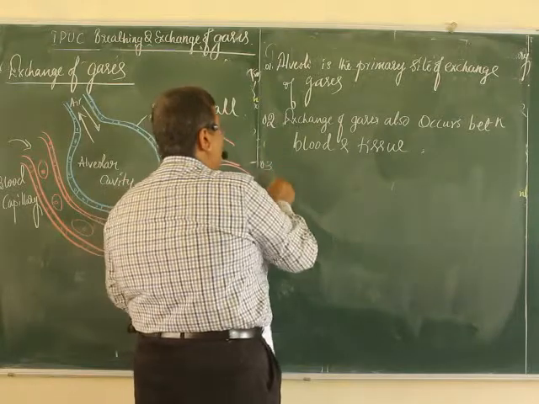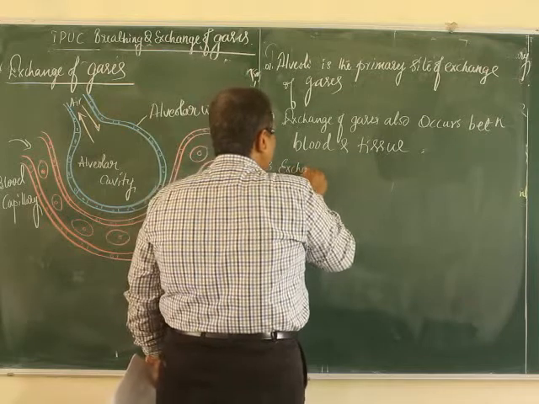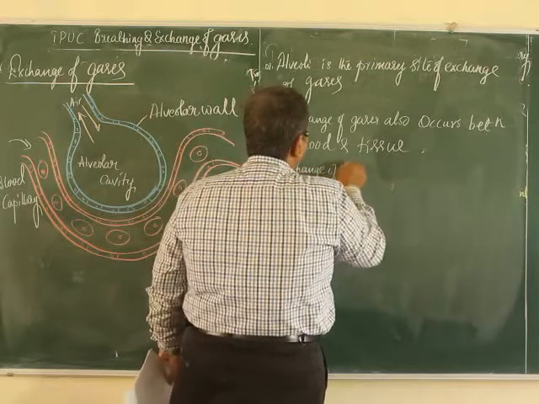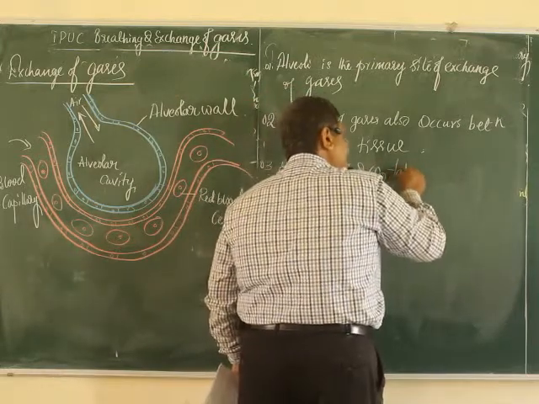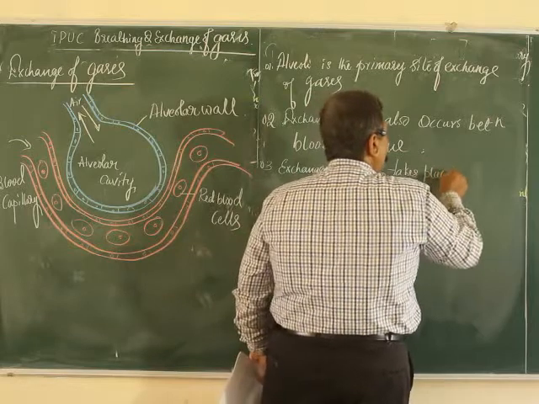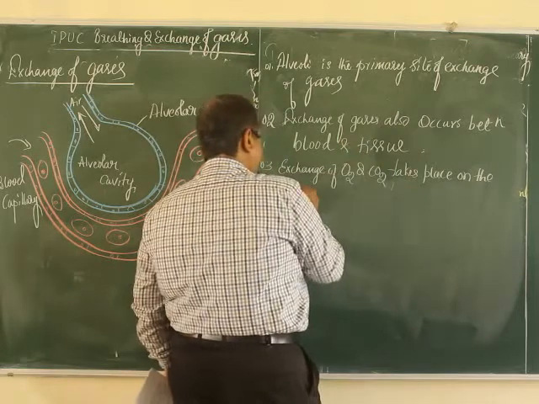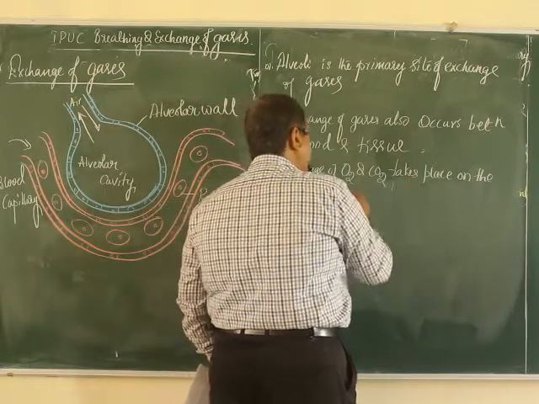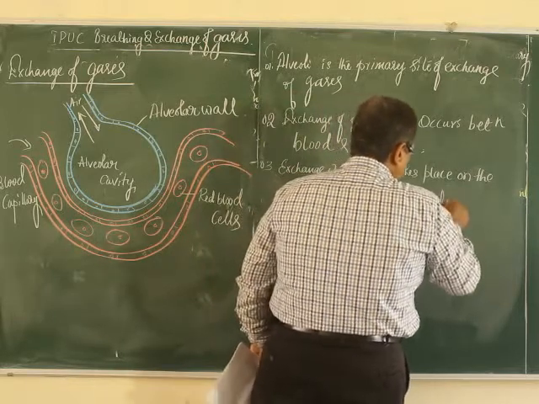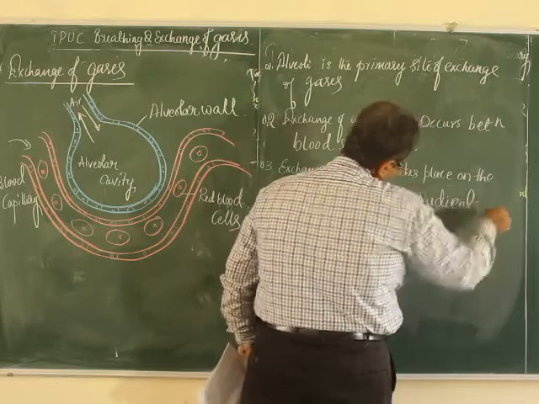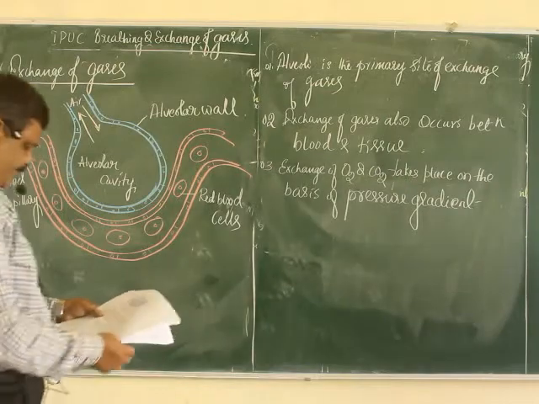The exchange of oxygen and carbon dioxide takes place on the basis of pressure gradient. On the basis of pressure gradient, variation in the pressure.